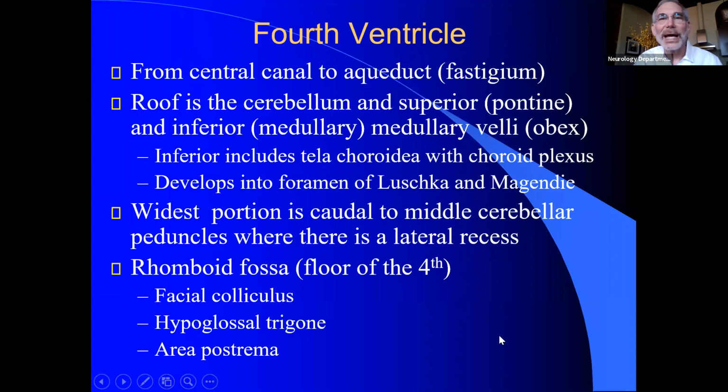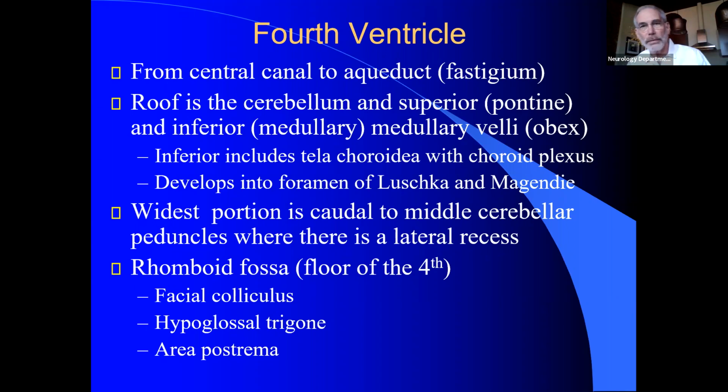What does this say? This is the fourth ventricle. I can't see the top of it, but from the fourth ventricle, we're going to spend a moment here and reorient ourselves to the gross structure of the fourth ventricle. The fourth ventricle runs from the central canal to the aqueduct. The transition from fourth ventricle to aqueduct is often referred to as the fastigium.